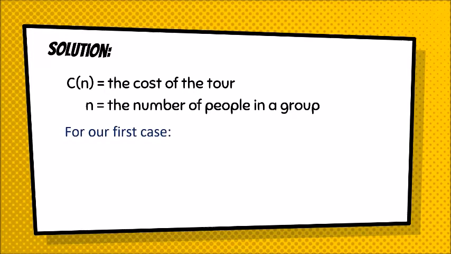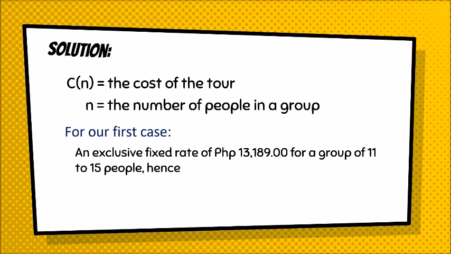For our first case, it says an exclusive fixed rate of 13,189 pesos for a group of 11 to 15 people. It means that if the group has 11 to 15 people, no matter what, as long as the number of people in a group is within that range, they are only going to pay 13,189 pesos for the tour. And we are going to determine the formula that describes the situation. Hence, we have C, the cost of the tour, is equal to 13,189 if 11 is less than or equal to n, less than or equal to 15.